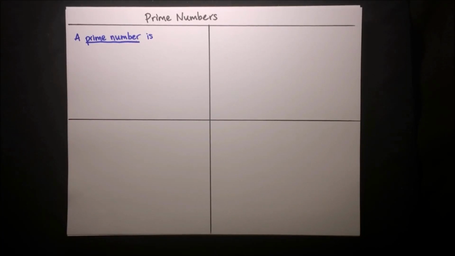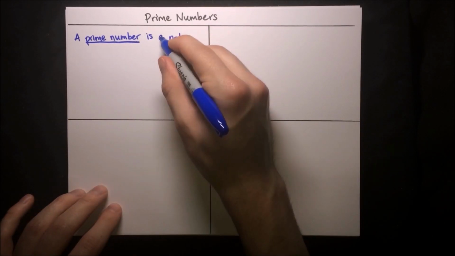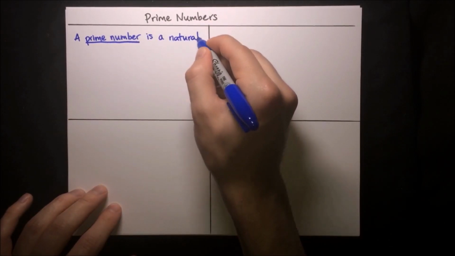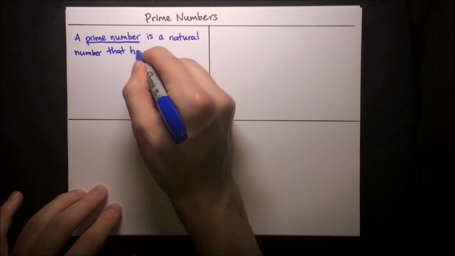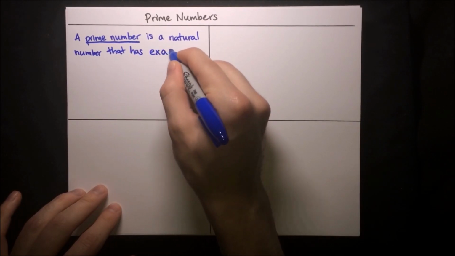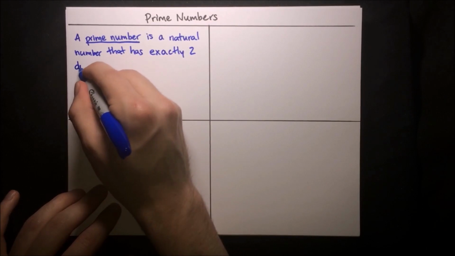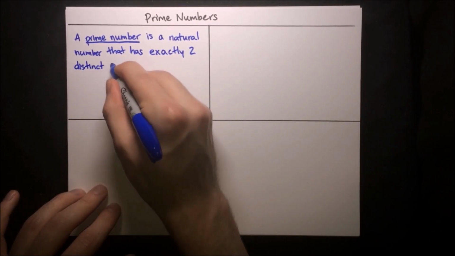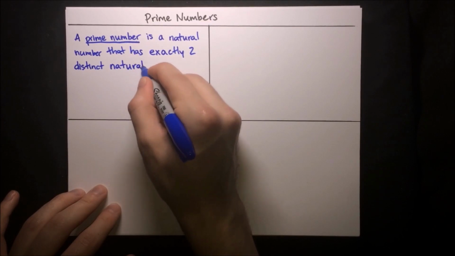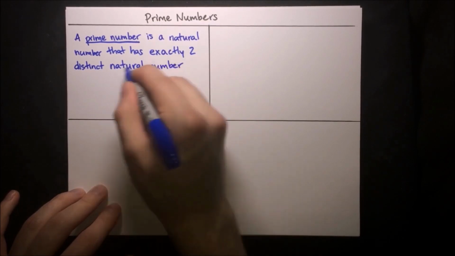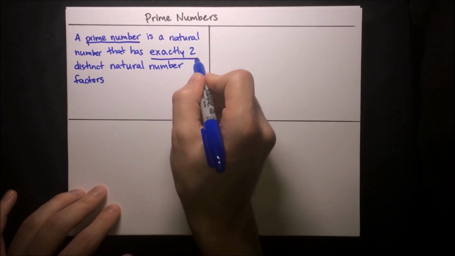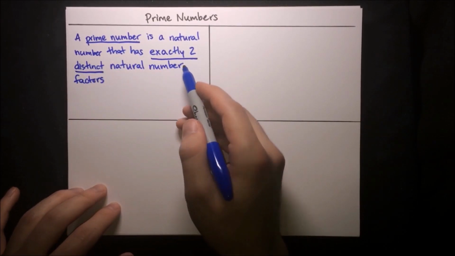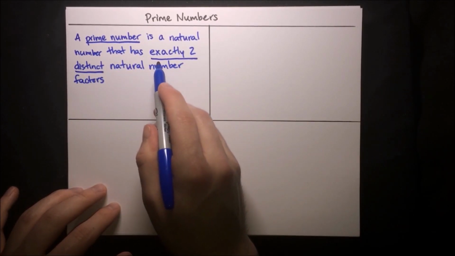In this video, we're going to talk about prime numbers. So first, let's define what a prime number is. A prime number is a natural number that has exactly two distinct natural number factors. So the key to this definition is that it needs exactly two distinct natural number factors. It can't have fewer than two, it can't have more than two, it has to have exactly two.